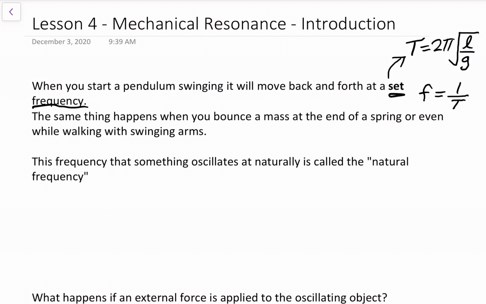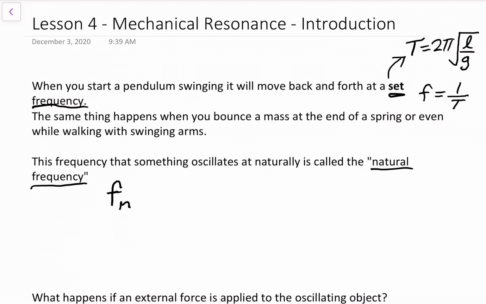do. The same thing happens when you bounce a mass at the end of a spring, or even if you're walking while swinging your arms. Your arms tend to act like pendulums, and they will naturally be swinging at a certain frequency. This is where the term natural frequency comes from, because it's sort of the natural way that things move. And we can abbreviate this as Fn, where of course n is the natural frequency.